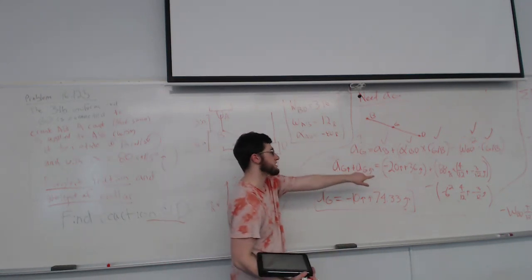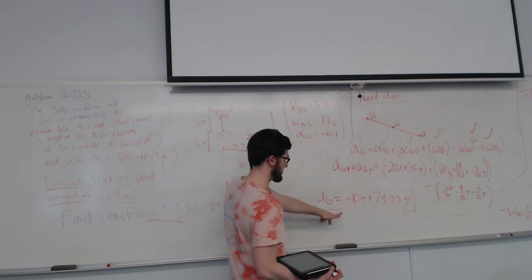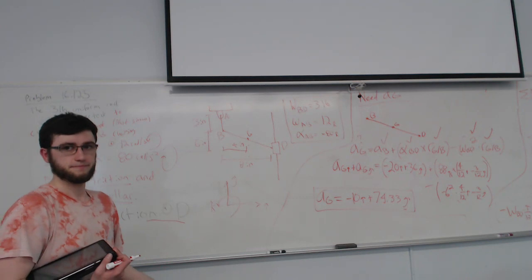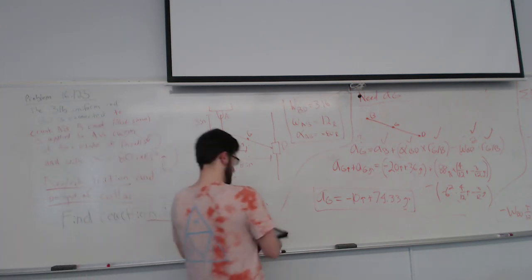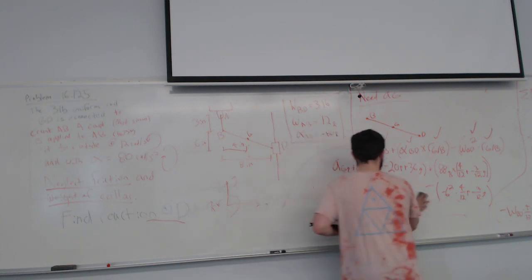Just numbers on this side. We can get this side explicitly. When you put that all in, this is what you'll get. Any questions? Good? Awesome. All right, so back to the first equation.